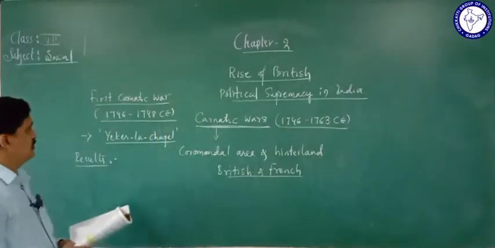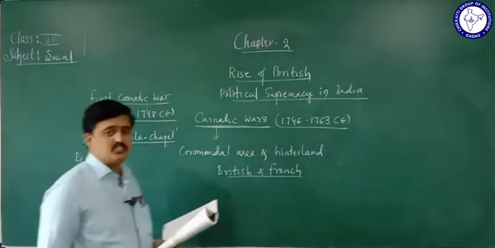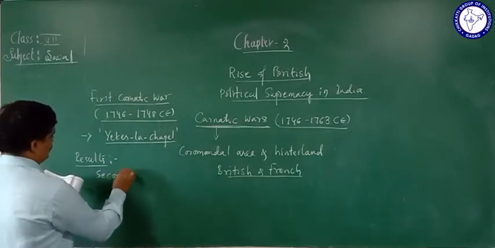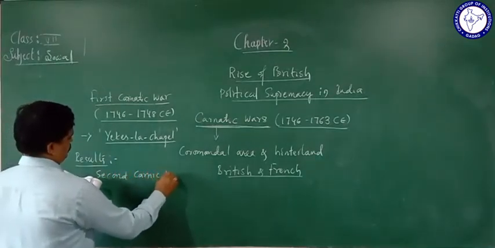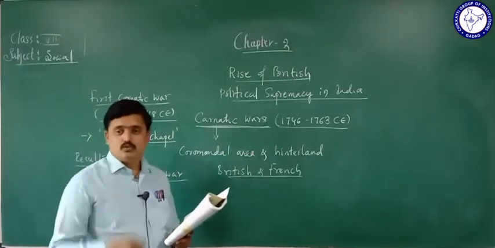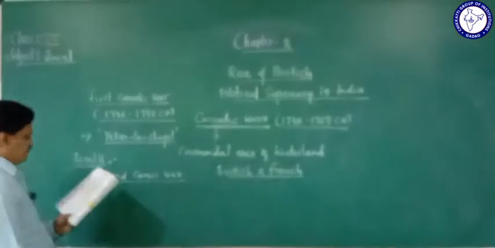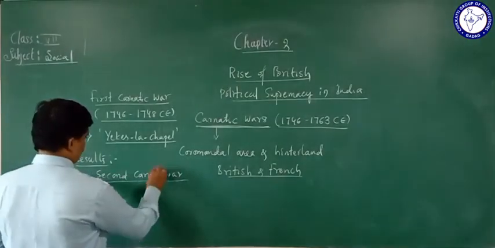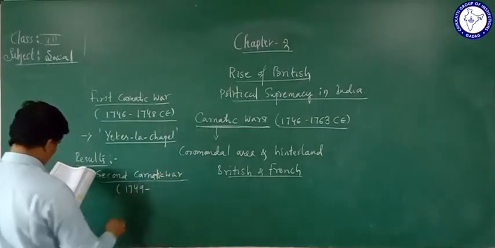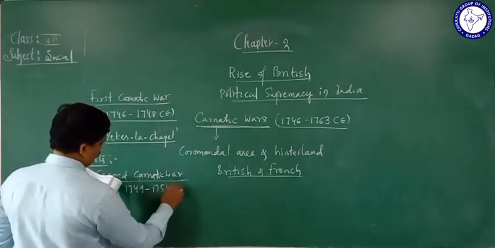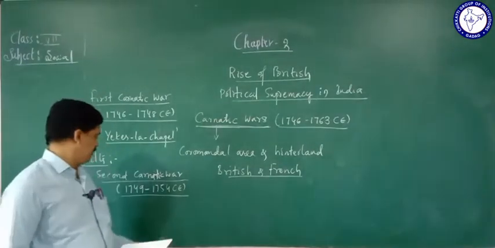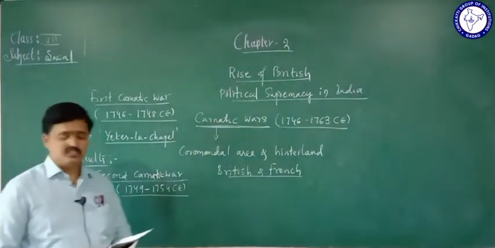Okay, so next, the second war between the British and French, the Second Carnatic War. It also happened between the British and afterwards the French. It happened in the years 1749 to 1754. What was the period of the Second Carnatic War? 1749 to 1754.